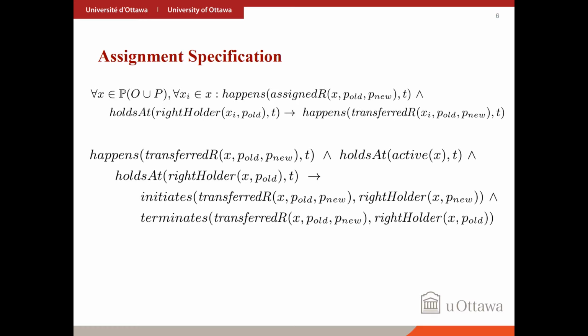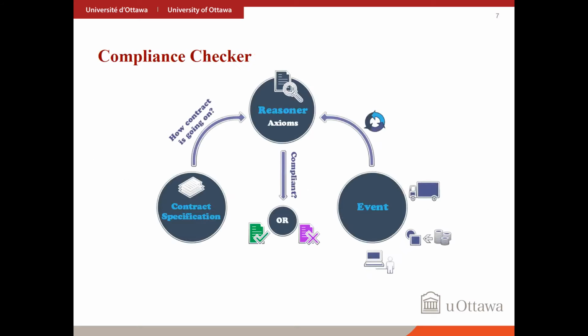The second axiom completes the assignment operation. It says if event transfer R is raised while norm X is active, then the new party is the right holder and the assigner is no longer the right holder. Similarly, the other operations are described by the other primitive operations.